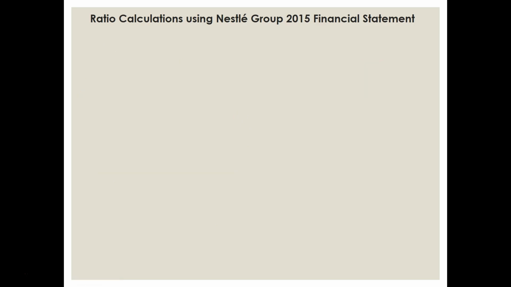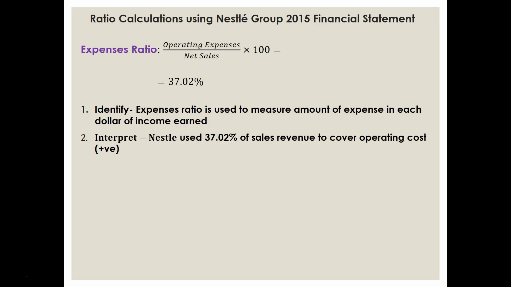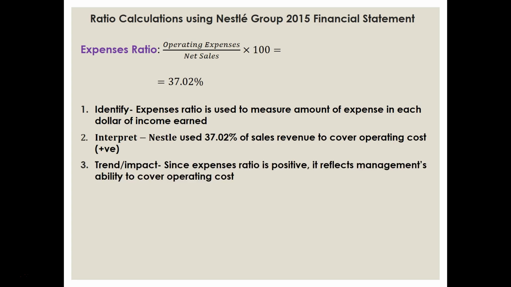Alright, moving on. I'm going to go a bit more quickly now. Expenses ratio, same thing. You have here given to you 37.02%. What does expenses ratio mean? Interpret. Okay, so you can still actually use what we have talked about before this. In fact, WACE probably prefers that. So for every dollar of net sales, Nestle uses 37 cents of sales revenue to cover its operating costs. Okay, the trend, since it's a positive, it means they are able to cover operating costs, so that's a good thing.